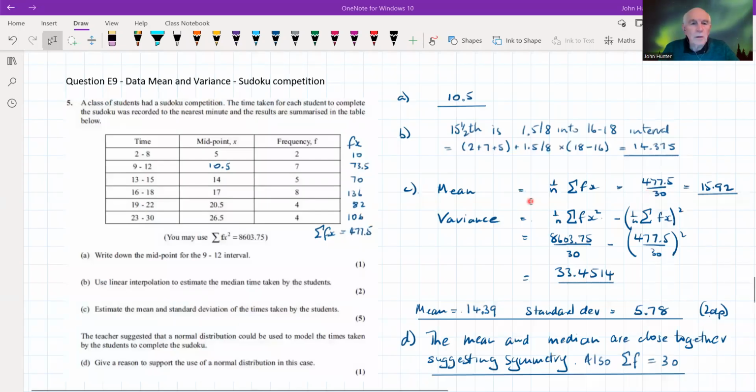Right, we've got a worked example here for the data section. It's on mean and variance, and this is to do with a Sudoku competition. The class of students had a Sudoku competition. Time taken for each student to complete the Sudoku was recorded to the nearest minute, and the results are summarized in the table below. Okay, so we've had 30 entrants to this, and the results have been summarized in this table.